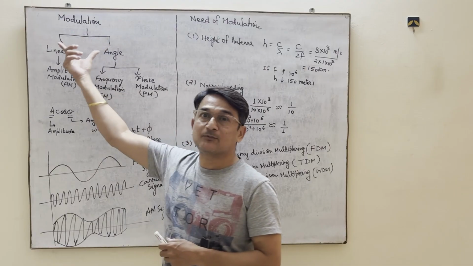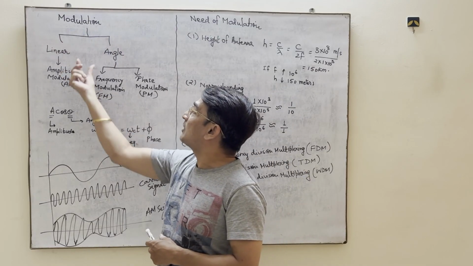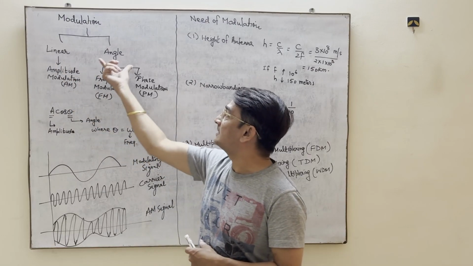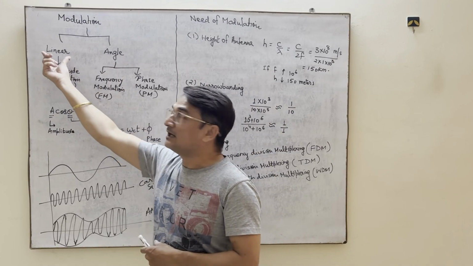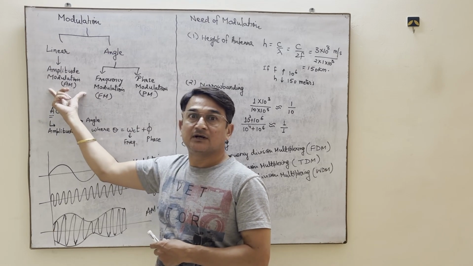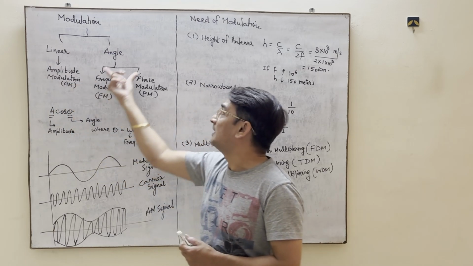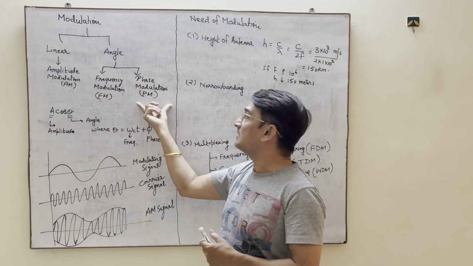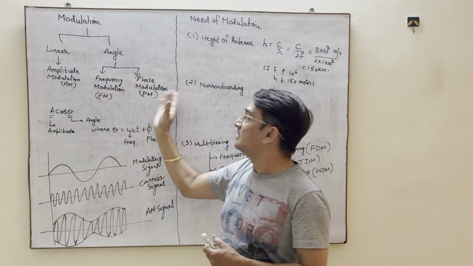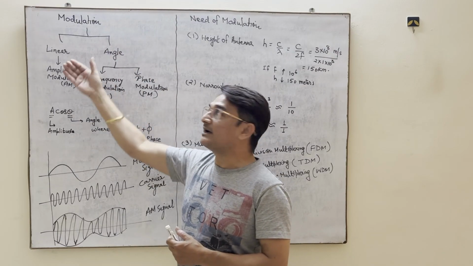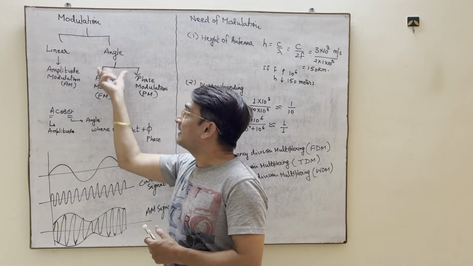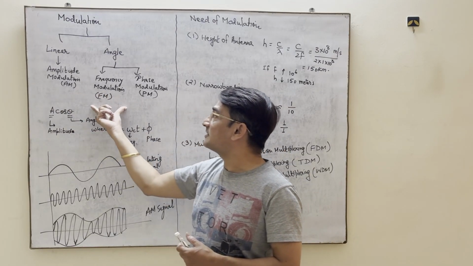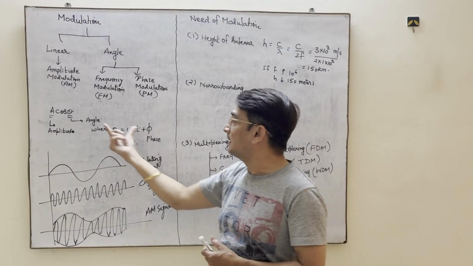First we will see what types of modulation you can achieve. Modulation can be categorized into two types: one is linear modulation, another is angle modulation. In linear modulation, amplitude modulation is the category, whereas in angle modulation, we have two types: frequency modulation and phase modulation. So modulation is divided into two categories, and there are three basic types: amplitude modulation, frequency modulation and phase modulation.